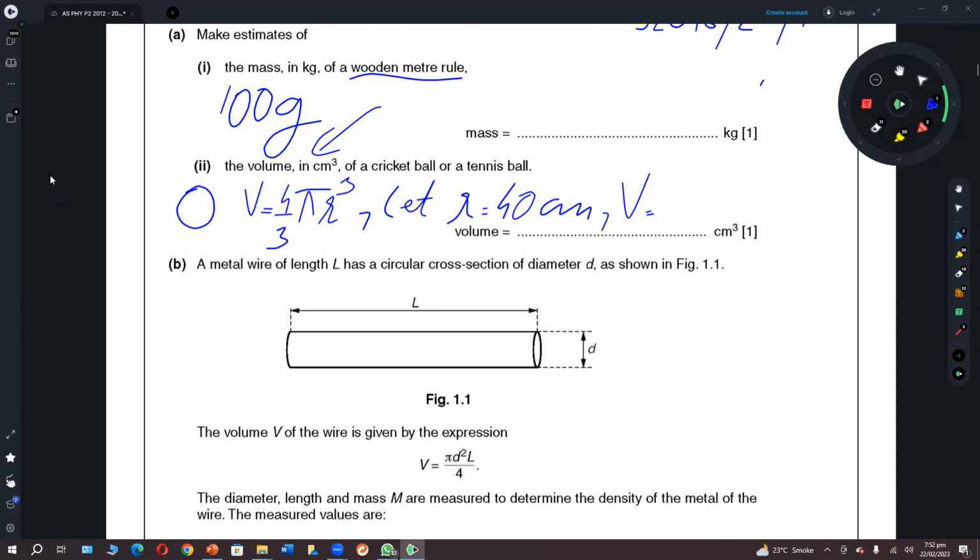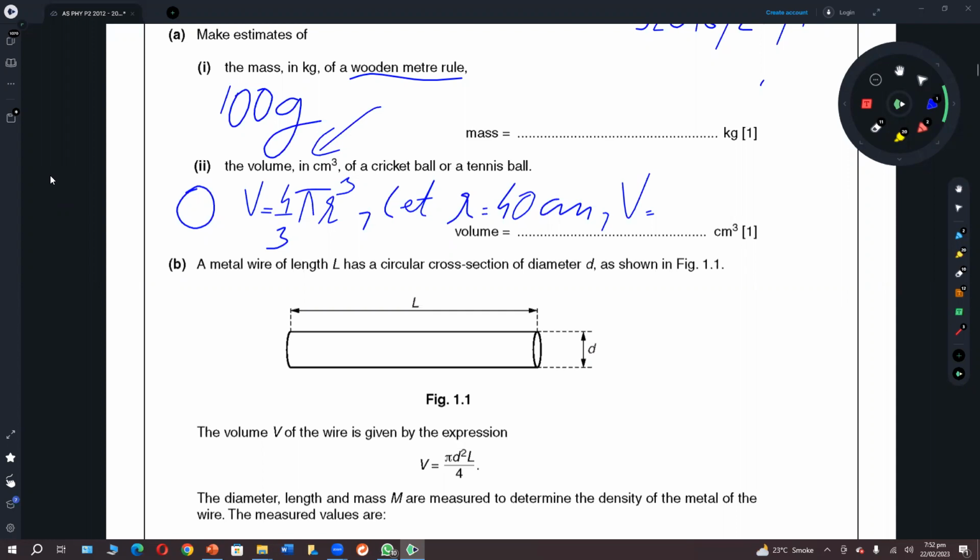Now it's giving a very large number, like 268,000. That looks to be a bit too high. You have to reimagine.